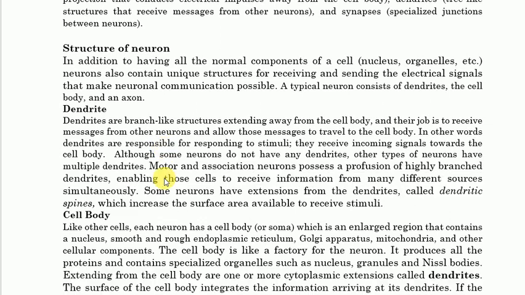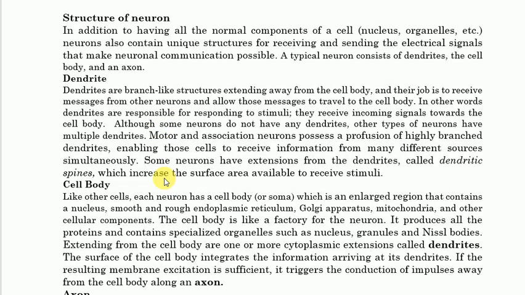So let's see the structure of a neuron. In addition to having all the normal components of the cell, yaani nucleus, organelles, etc., neurons also contain a unique structure for receiving and sending the electric signals that make neural communication possible. A typical neuron consists of dendrites, the cell body, and the axon. You know the generalized structure of the typical neuron. Kwa hiyo tuanze na dendrite.